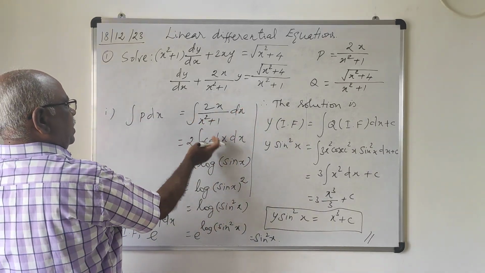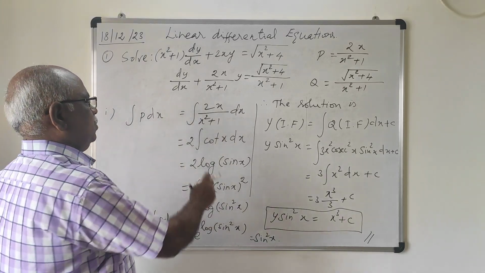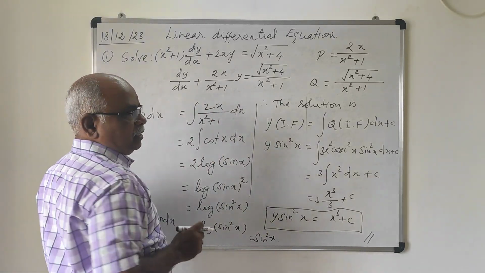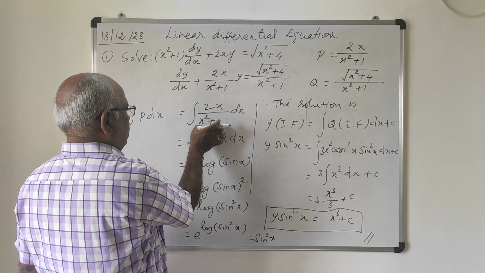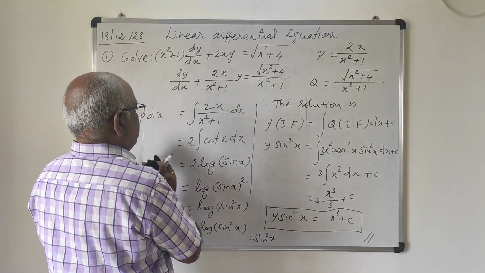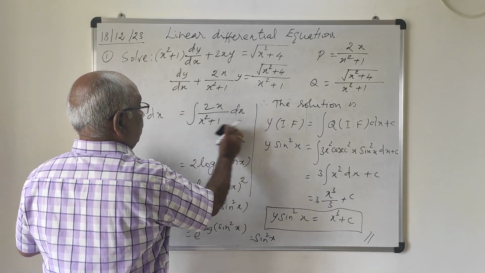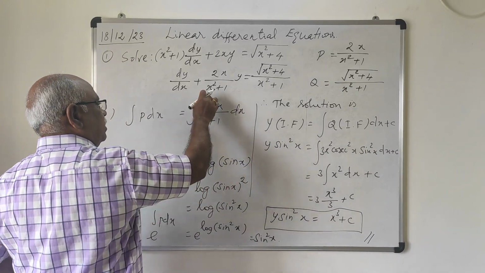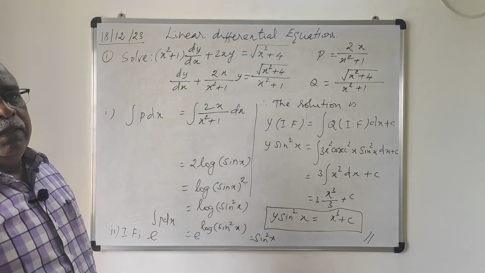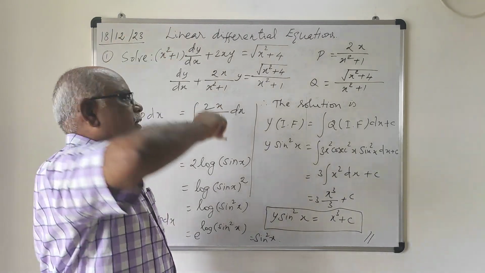So, log of the denominator is the numerator. The derivative of x square is 2x and the derivative of the constant 1 is 0. Therefore, the derivative of x square plus 1 is 2x, and it is in the numerator. Therefore, it is of the form integral f dash of x by f of x dx. The derivative of the denominator is in the numerator.